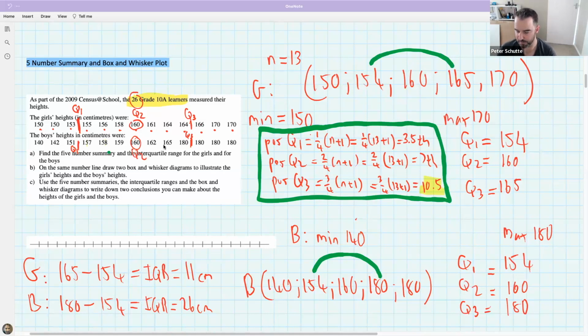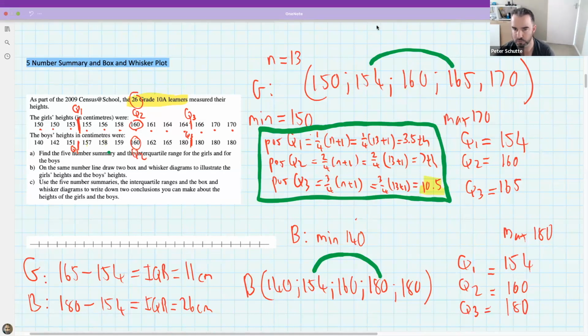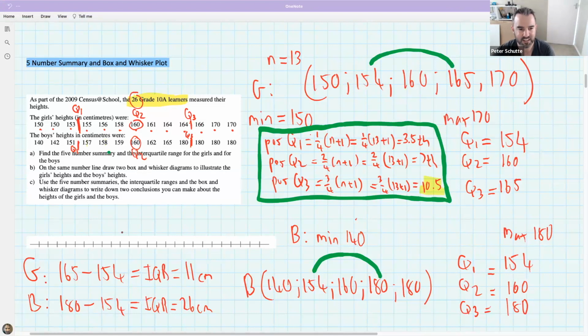Now, what's interesting about that, we're going to take a break now, so don't worry if your brain's about to switch off. That is saying that the middle 50% of girls are much closer together than the middle 50% of the boys. Or another way of saying that is the variation amongst the middle 50% of the boys is much higher than for girls. For the girls data, it's in a much narrower range. And we can see that by looking at the interquartile range.